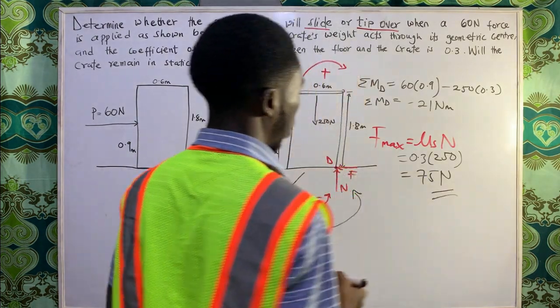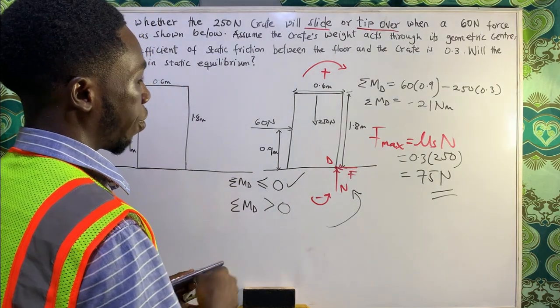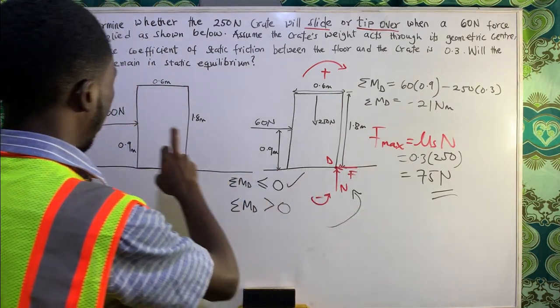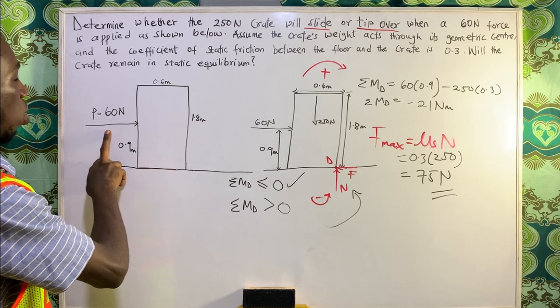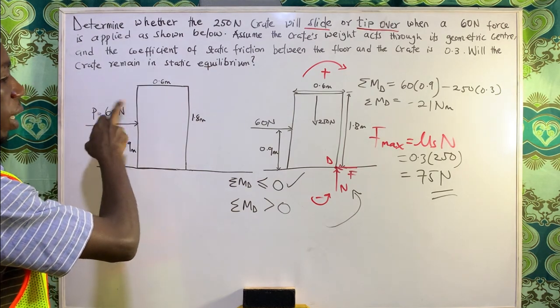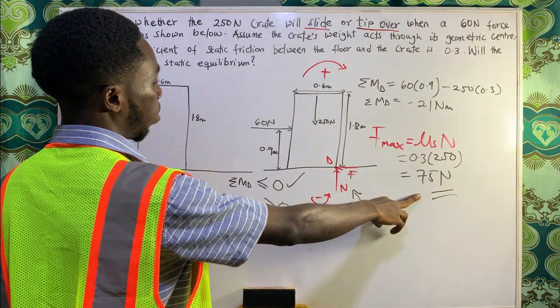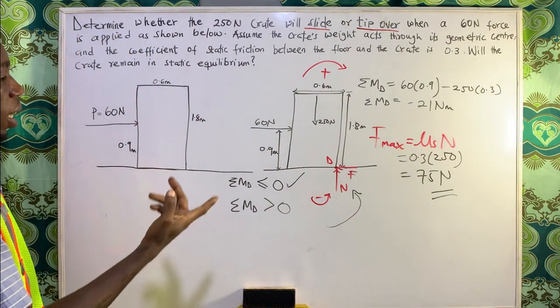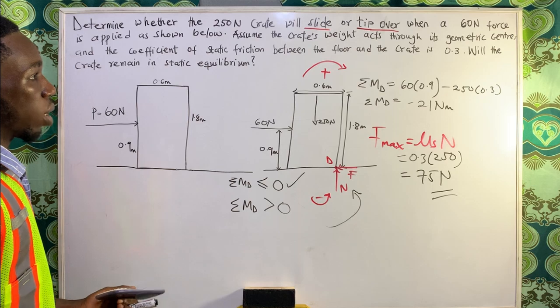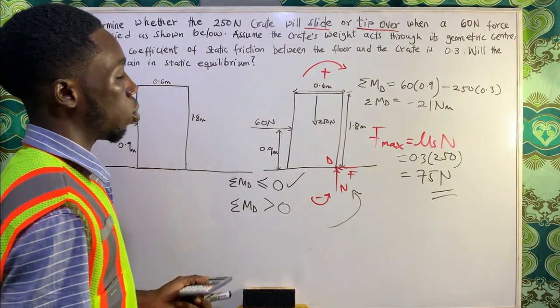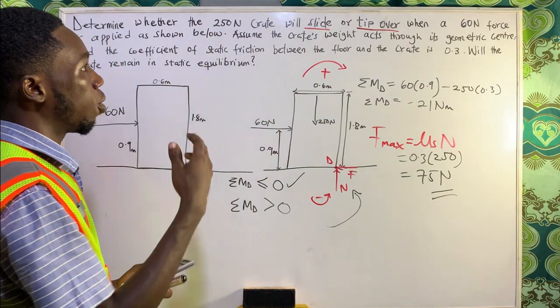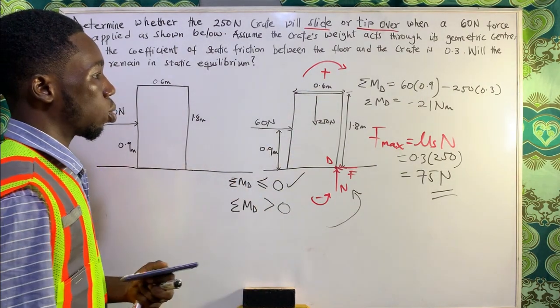So what is happening is that the maximum friction is higher than the applied force. Because of that, the crate will not slide. This is because the applied force is not higher than the maximum friction, which means it is not high enough to cause sliding. Therefore the crate will not slide. So the crate will be in equilibrium for both cases that we were asked to consider.